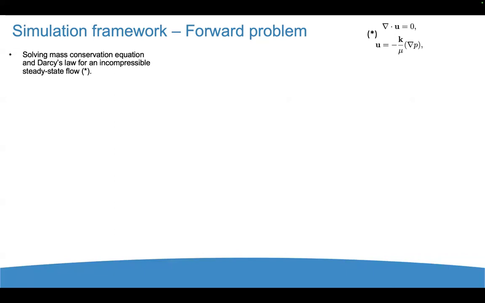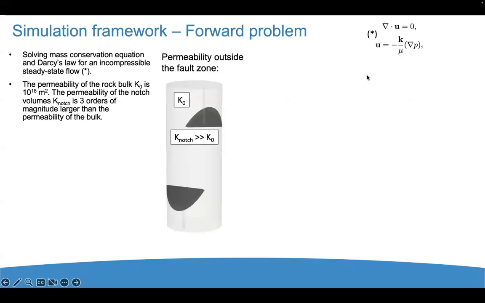So, for the simulation framework, the forward problem, we solve the mass conservation equation and Darcy's law for an incompressible steady-state flow. You can see the equations here. We assume a bulk permeability of 10 to the minus 18 meter squared, and this was based on previous experiments on the same rock. And then we assume that the permeability of the 2 notches is 3 orders of magnitude higher than the permeability of the rock, to assume that it's almost void in these zones.